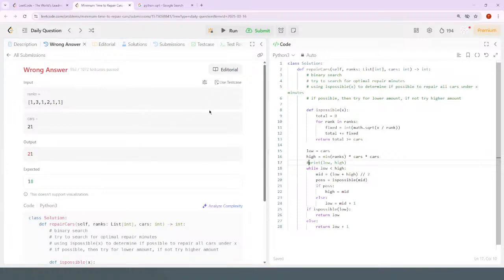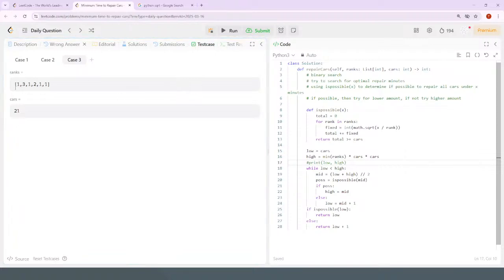Wrong answer. Interesting. The number of cars is 21. And somehow you could do it in less than 21. Huh. How is that possible? So 1, 3, 1, 2, 1, 1. And you can do this in 18 minutes.